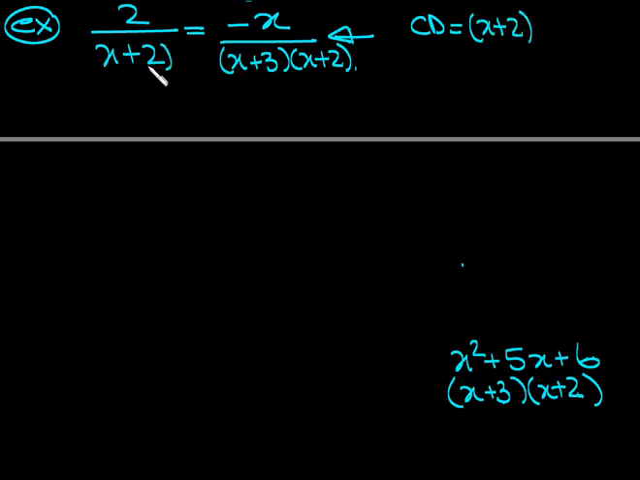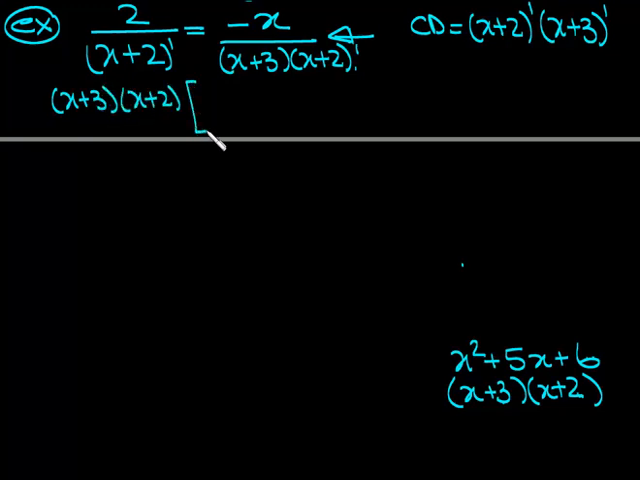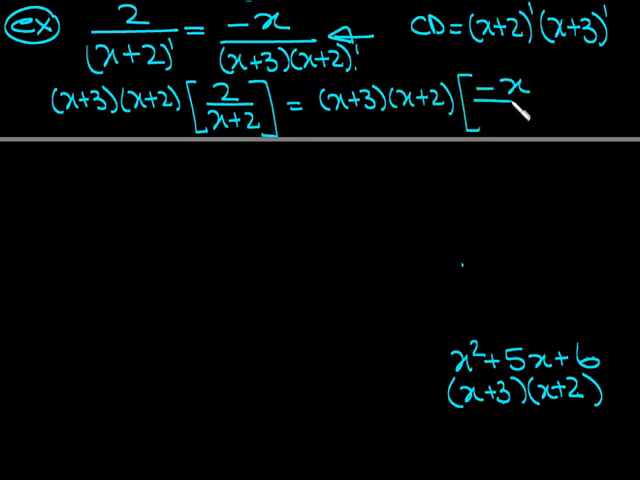So my common denominator is x plus 2 times x plus 3. The highest power of x plus 2 is what? 1 here and 1 here. So the highest power is 1. And the highest power of x plus 3 is also 1. So I'm going to multiply each term by the common denominator. So I get x plus 3 times x plus 2 times 2 over x plus 2 is equal to x plus 3 times x plus 2 times minus x over x plus 3 times x plus 2.